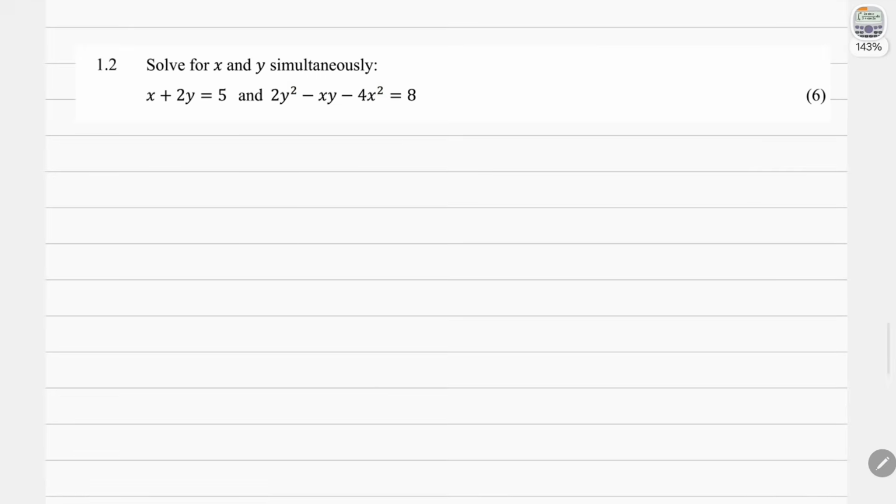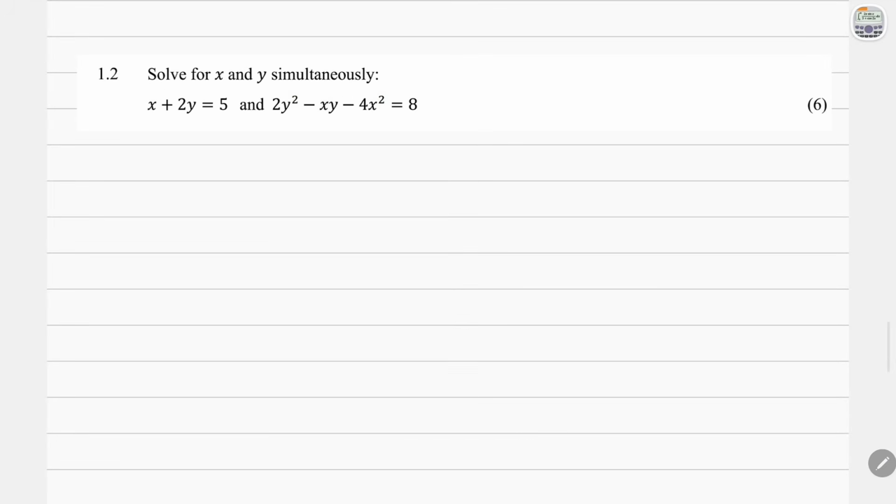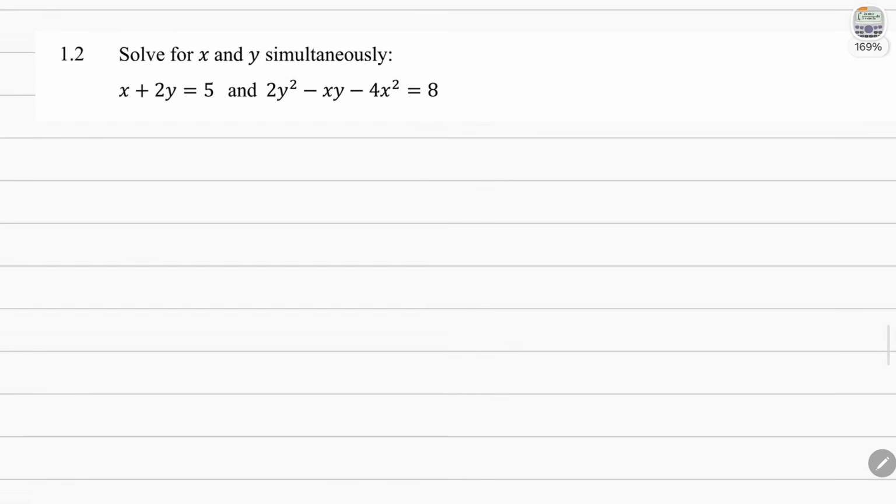Question 1.2 says solve for x and y simultaneously. So we have two equations and we need to solve for x and y. Always take the linear equation, okay, the one without any squares, any x times y's, anything like that. That's your linear, and make that the subject. If there's no linear, you just take the equation that it's easier to make a variable the subject. So we take that equation and we are going to take it further so we can make something the subject in it. In this case, x is easy to make the subject since it's just on its own, it's just x. So we'll leave x on the left-hand side and transpose the 2y. So this is equal to 5 minus 2y.